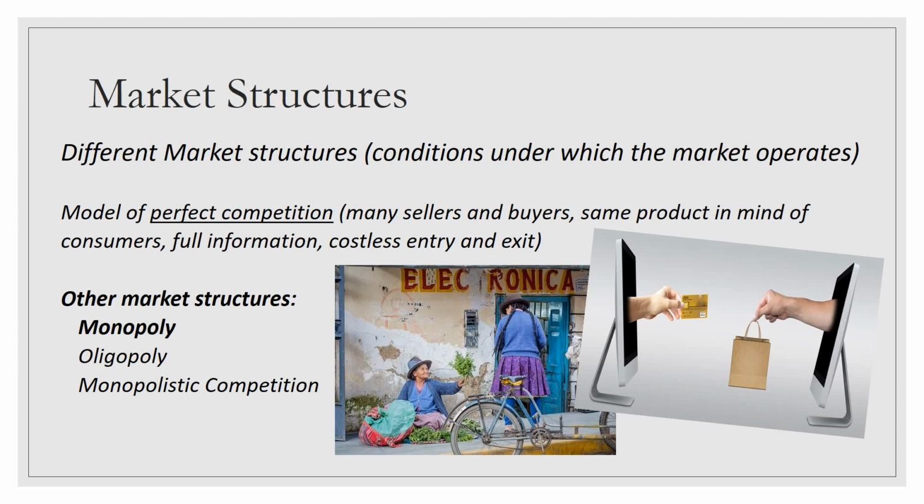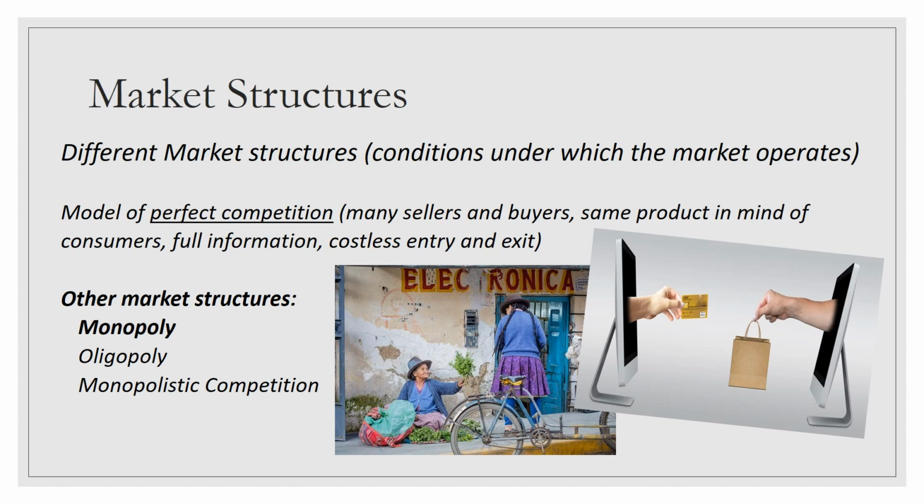Looking at market structures, different ways in which the market that the product is being exchanged in is put together. That is, how many consumers are there? How many producers are there? What's the nature of the interaction that makes this market happen?